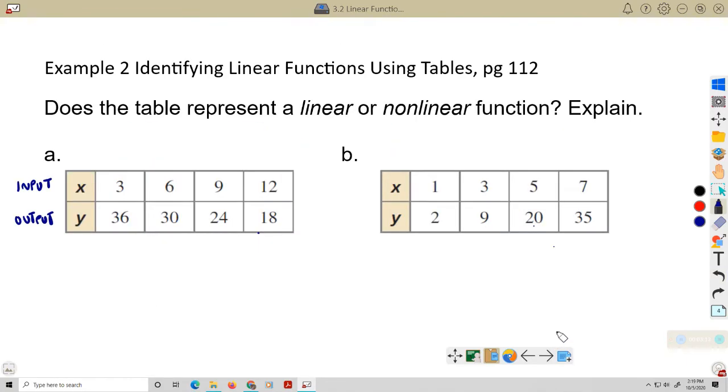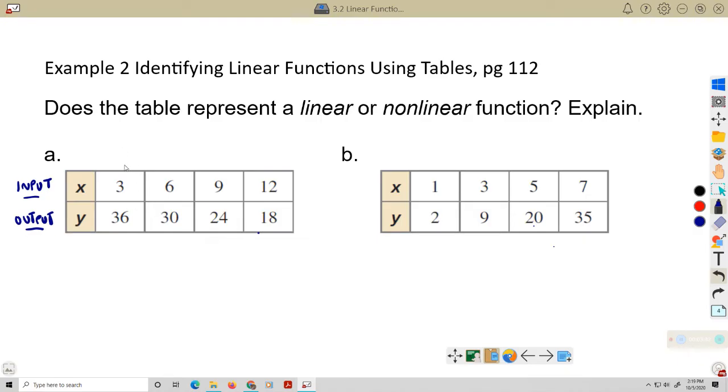Oh, example 2. This is a good one. Identifying linear functions using tables. We have two tables here, and we're asked, does a table represent a linear or nonlinear function? And then explain. Okay, so let's get back to this idea of a constant rate of change. And I'll explain what this means right now. We have a series of x values. We can think of those as our input. And the series of y values, those are the output in these functions here.